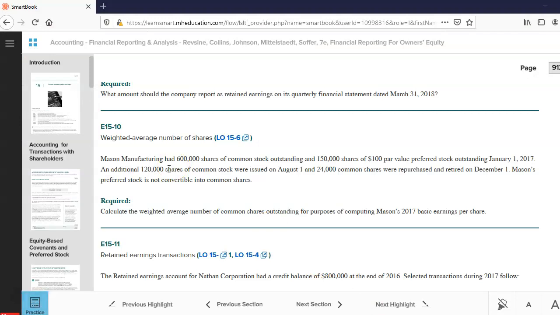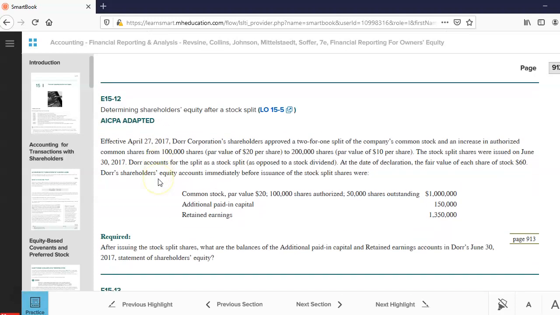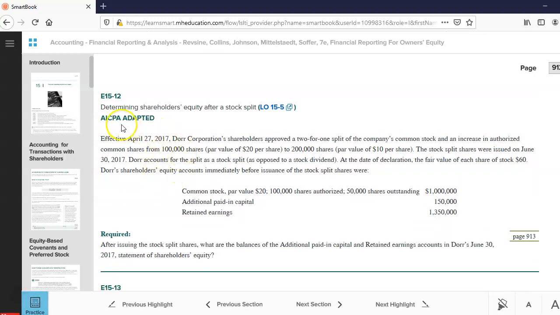I gotta get to my notes here. Or, I'm sorry, I'm skipping 11. We'll go to 12. And 12 is right here. And this is determining shareholders' equity after a stock split. Okay, so we're going to do a stock split.